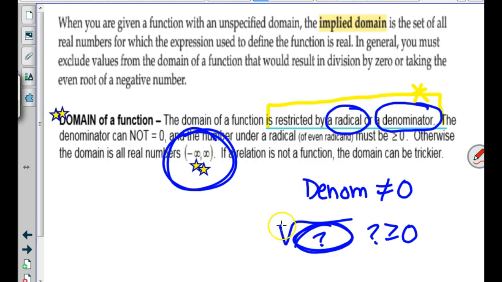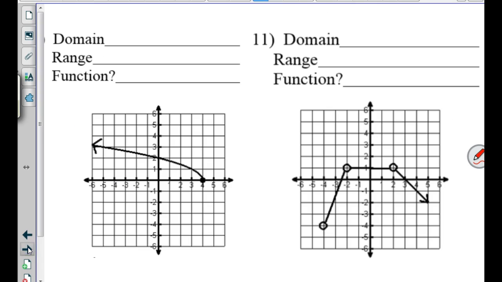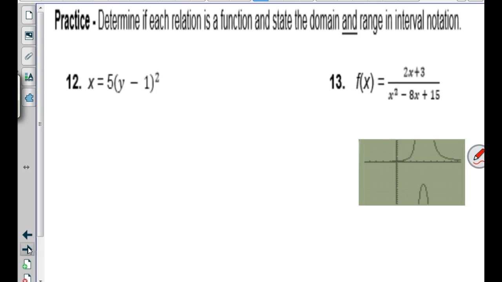But as long as you had a square root or a 4th root or something, you'd have to say what's under there has to be greater than or equal to 0. And if there's an x in the denominator, all you have to worry about is that the denominator can never equal 0. Can't divide by 0.